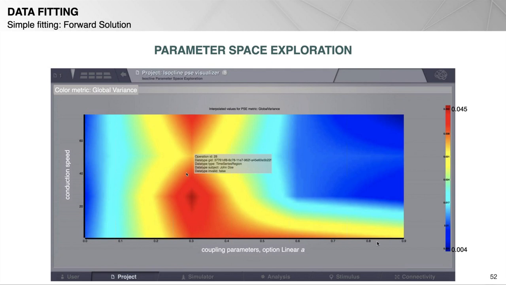On the x-axis, this is the coupling parameter of my coupling function. And here, on the y-axis, we are modifying the conduction speed. And the colors correspond to the global variance. So we can see where my system is the most variable with the red area.